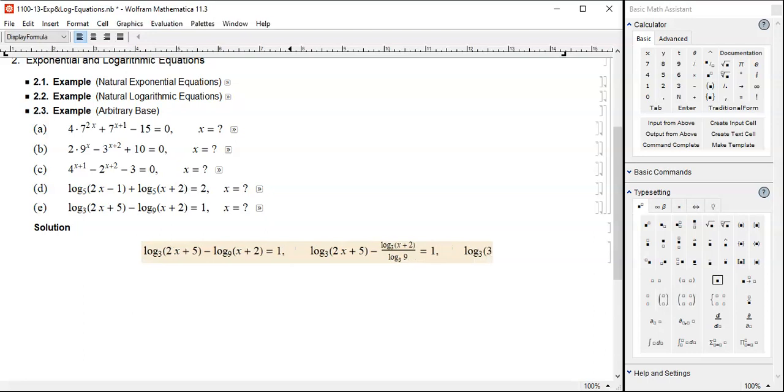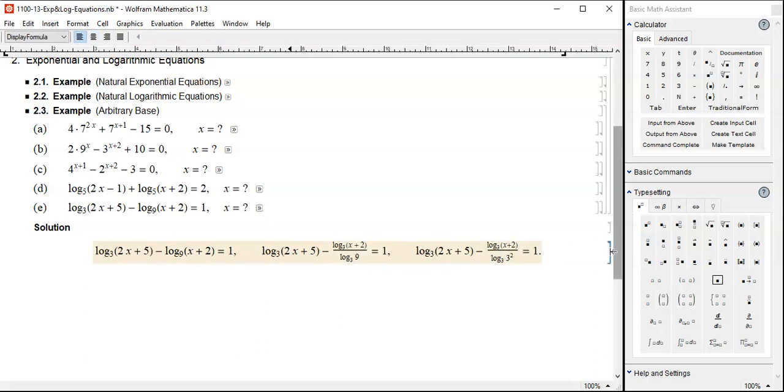Log base 3 of 2x plus 5 minus log base 3 of x plus 2. And then what is log base 3 of 9? So that's log base 3 of 3 squared. You see, 9 is 3 squared. And then you have cancellation.